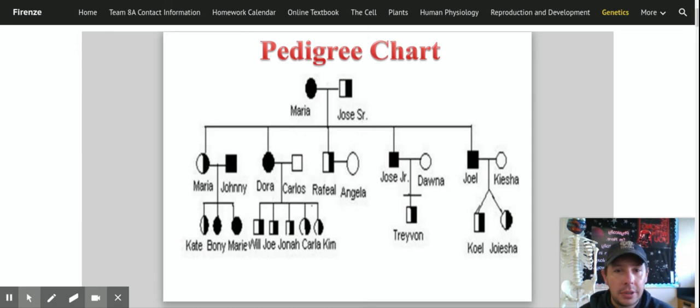Jose Jr. and Donna, they had 1 boy, Trayvon. Again, Jose Jr. had to give the trait. Donna did not have a trait to give, so Trayvon is a carrier. The same situation happened with Joel and Keisha. Joel had the trait to give, so he gave the colored in trait. Keisha did not have any trait to give, so they are carriers. So here we have 3 generations that show what type of traits are being passed on as carriers. And that's how you use a pedigree chart.